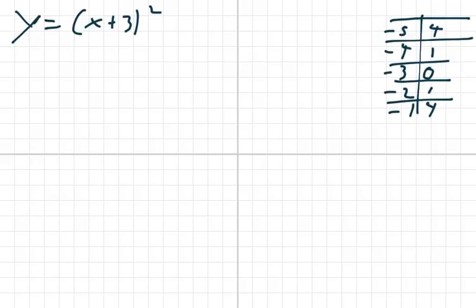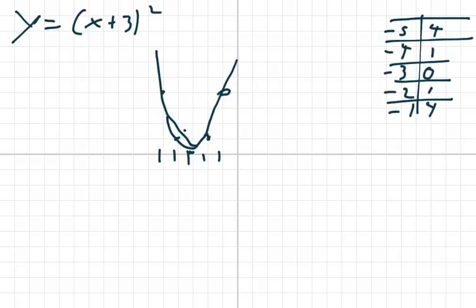So the points are -1, -2, -3, -4, -5, 4, -4, 1, -3, 0, -2, 1, and -1, 4. And on my graph it looks like a parabola, and that's the best I can do on my iPad.